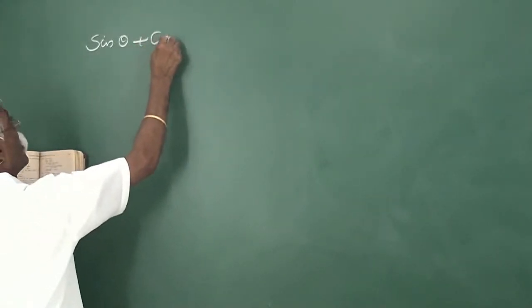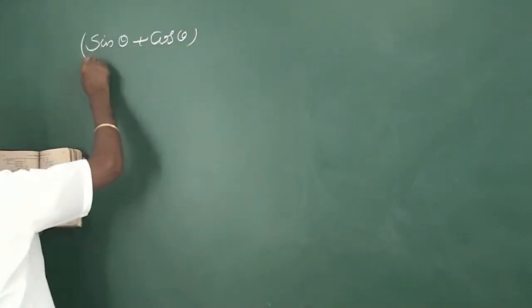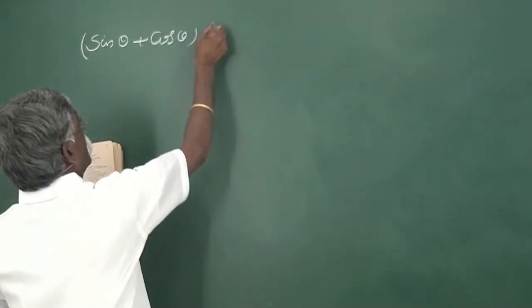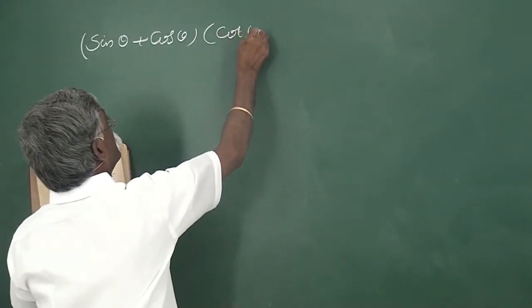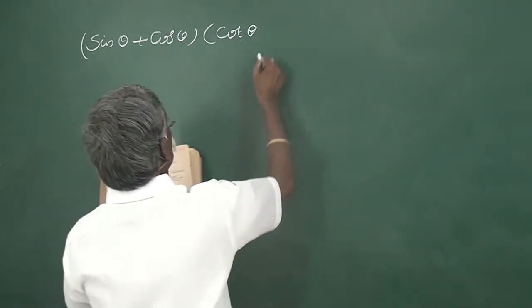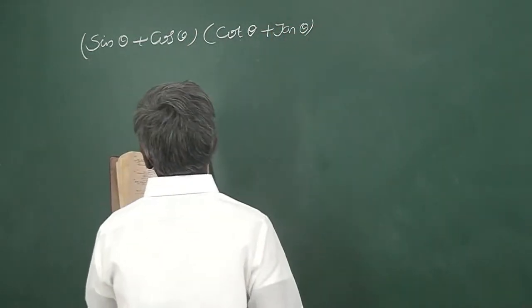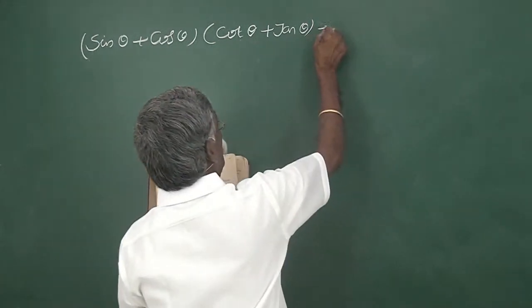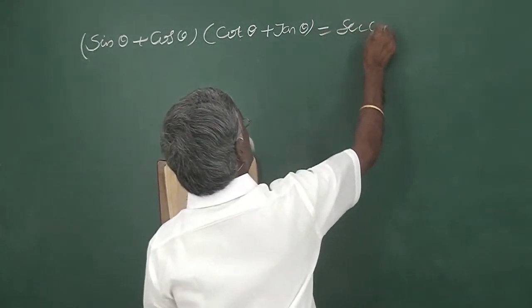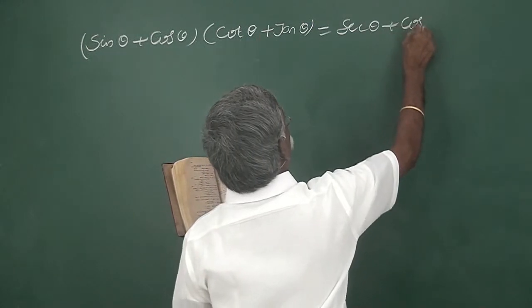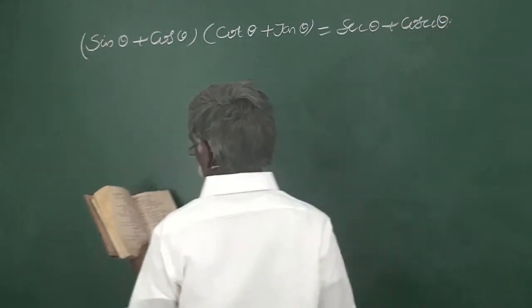Sin theta plus cos theta into cot theta plus tan theta is equal to secant theta plus cosecant theta.